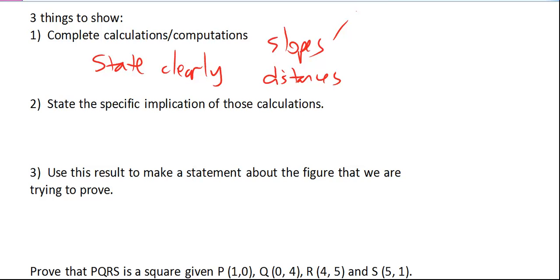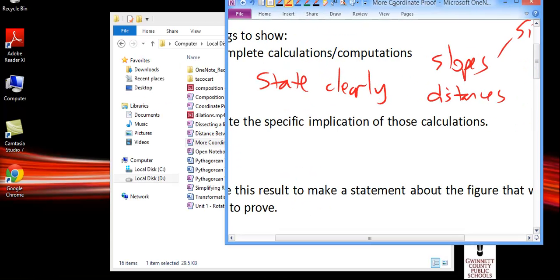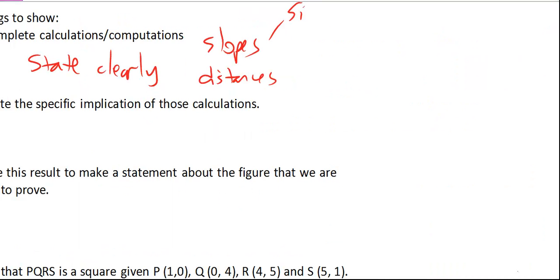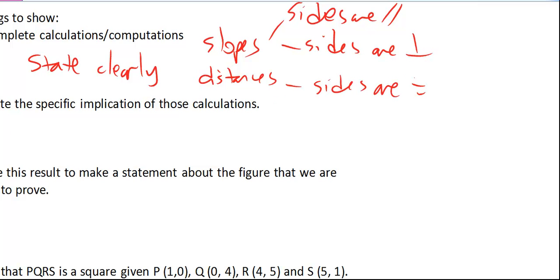Slopes are going to tell us two things generally. Sorry about that, guys. One thing is that sides are parallel, and the other is that sides are perpendicular. That's the two things that slopes can tell us. Distances are going to tell us usually that sides are congruent. And generally, those are the big things we're going to be focusing on.